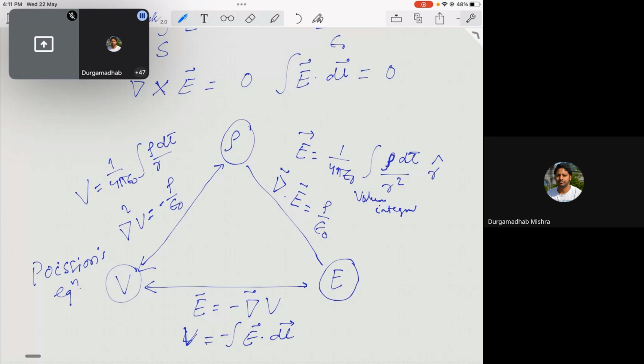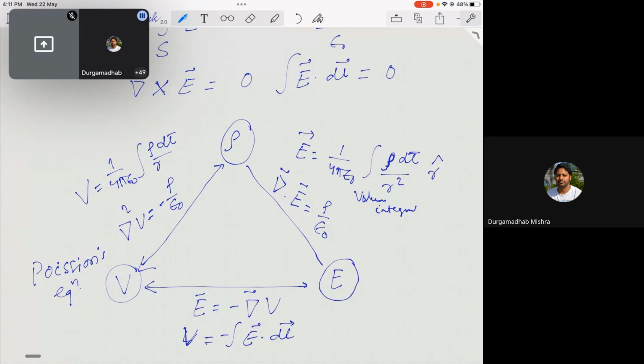Okay, so these are some of the main quantities that we encounter in electrostatics, and these differential equations or integrals can be used to calculate one of the quantities. If you know rho, you can calculate V or E. If you know V, you can also calculate rho and E, and so on.